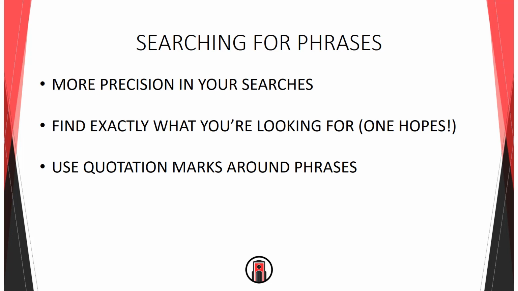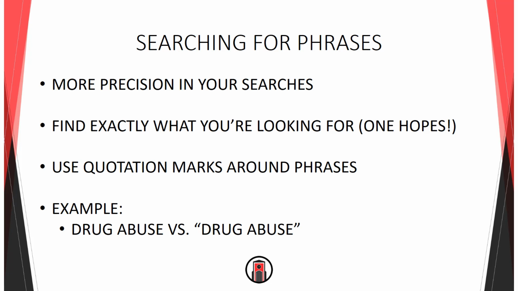Typically, to conduct a phrasal search, you'll place quotation marks around the words that you want to turn into a phrase. An example would be drug abuse versus "drug abuse" in quotation marks. With the first search, you would definitely find results about drug abuse, but you might also find something that, for instance, has the words pharmaceutical drugs and then lower down animal abuse. The word drug and the word abuse both showed up in the results, but it wasn't exactly about drug abuse.